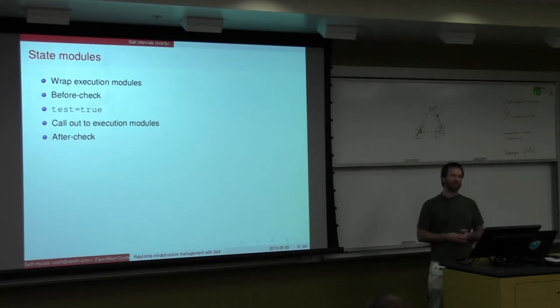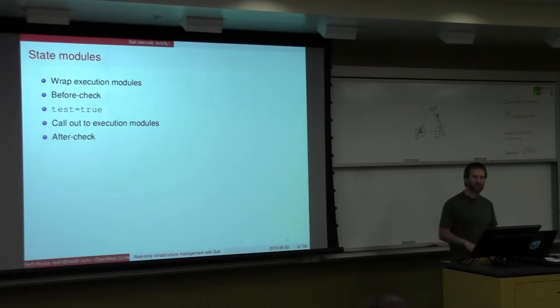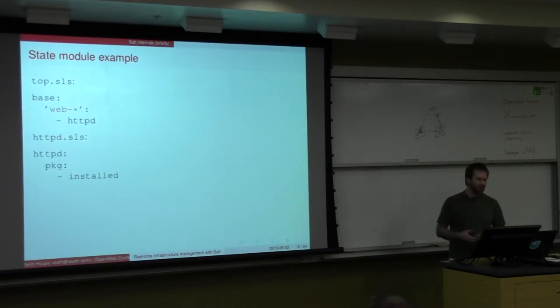So if you're installing Apache, for example, the execution module that you can run from the CLI is the one that's doing the actual work, so it's the same code. The state module just does the before check and the after check. Once that's done, then it returns what has changed, so that you can see that in your output. So I'm sure you guys are familiar with this. You've got a top file here with a base environment. So all machines that match the host name web execute this SLS file. This SLS file specifies that you just want the HTTP package installed, and that's it. Simple.